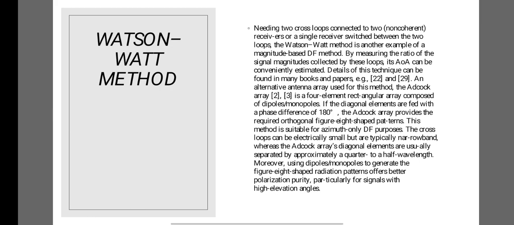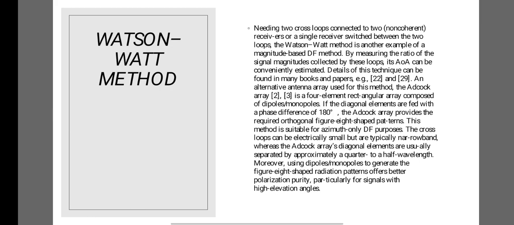Here, an alternative antenna array used for this method is the Adcock array. It is a four-element rectangular array composed of dipoles or monopoles. If the diagonal elements are fed with a phase difference of 180 degrees, the Adcock array provides the required orthogonal figure-8 shaped patterns. This method is suitable for azimuth only.